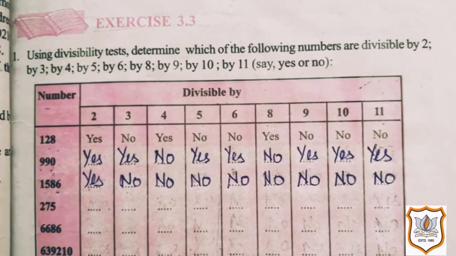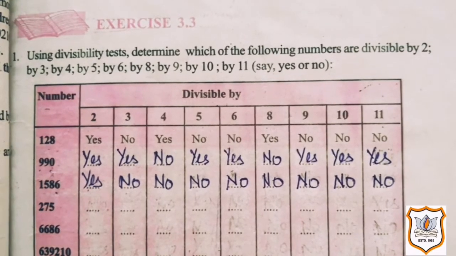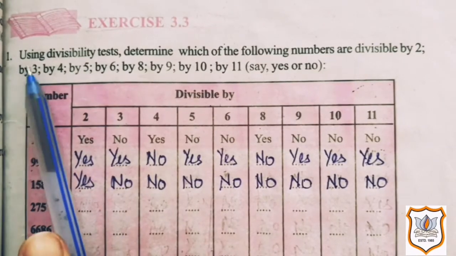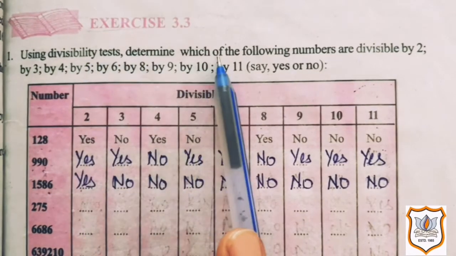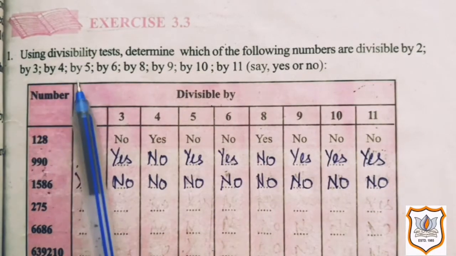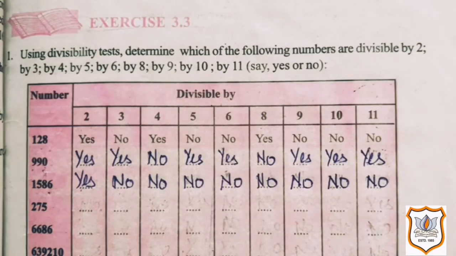We will continue with our chapter number 3, Playing with Numbers, exercise 3.3. Question number 1. Using divisibility test, determine which of the following numbers are divisible by 2, by 3, by 4, by 5, by 6, by 8, by 9, by 10, by 11.